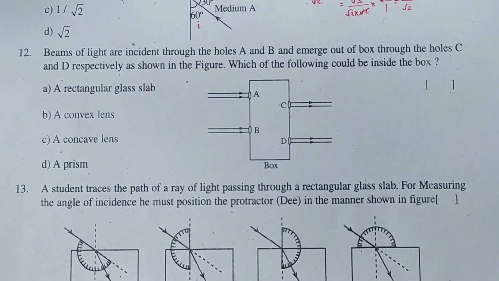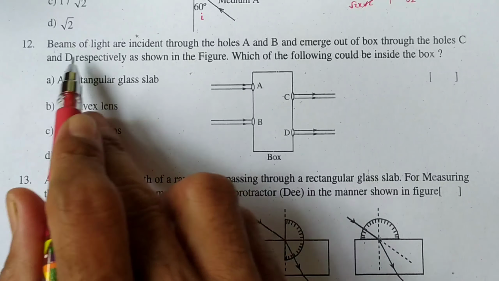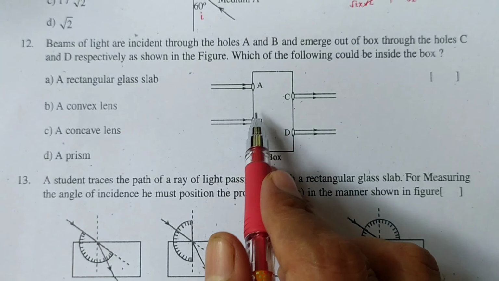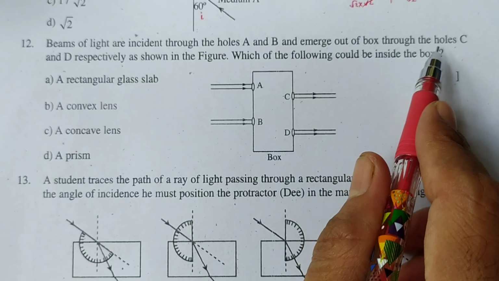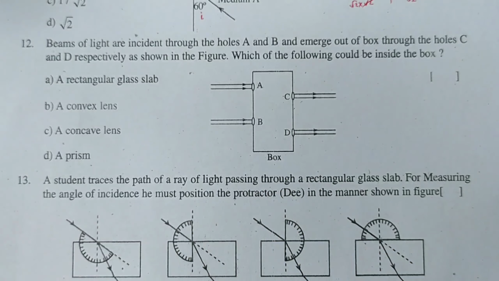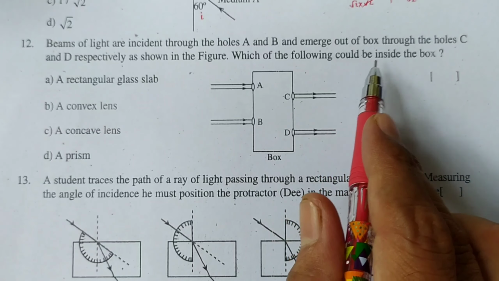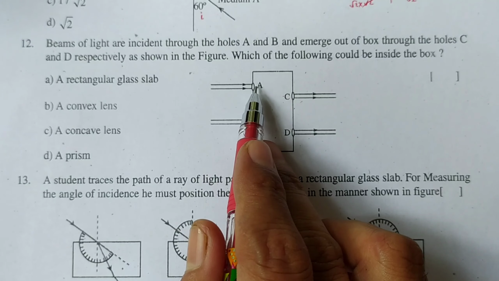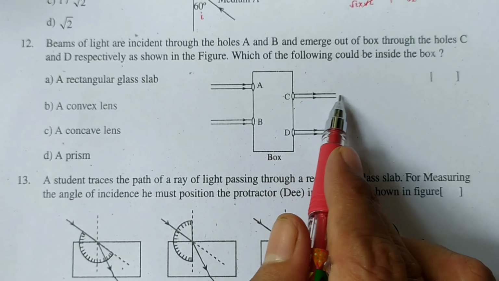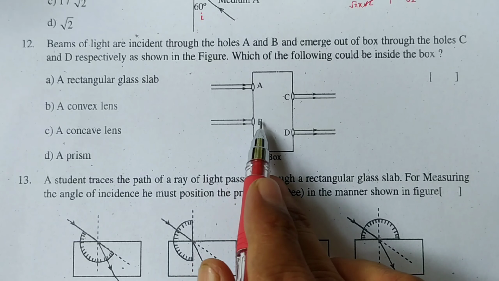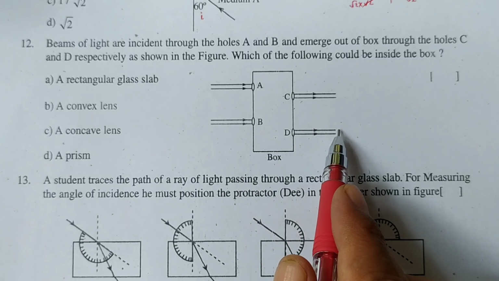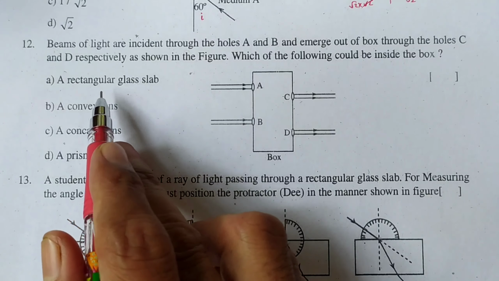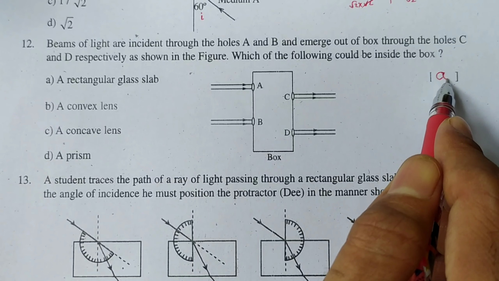Now we see question number 12. Beams of light are incident through the holes A and B and they emerge out of the box through the holes C and D respectively, as shown in the figure. Which of the following could be inside the box? See, the rays entering from A get bent and come out from C. The rays entering from B get bent and come out from D. Definitely there should be a rectangular glass slab. So option A is the right answer. Why?